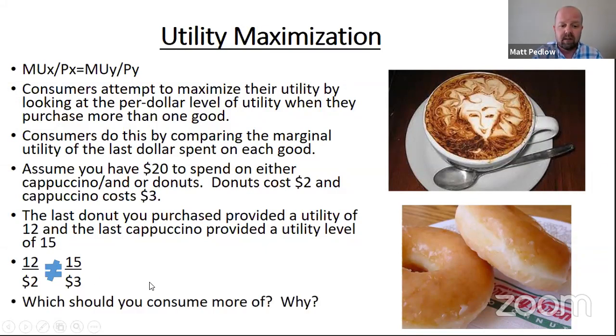So here is, of course, the question. And this is what is really important for you guys to understand today. What do you consume more of, the cappuccino or the Krispy Kreme? So let's look at this. 6, that's the marginal utility per dollar. It's a unit that you're getting. We know it's greater than 5, right, for the donuts. So what do you do? Well, you buy more donuts. It's giving you more satisfaction per dollar you're spending.